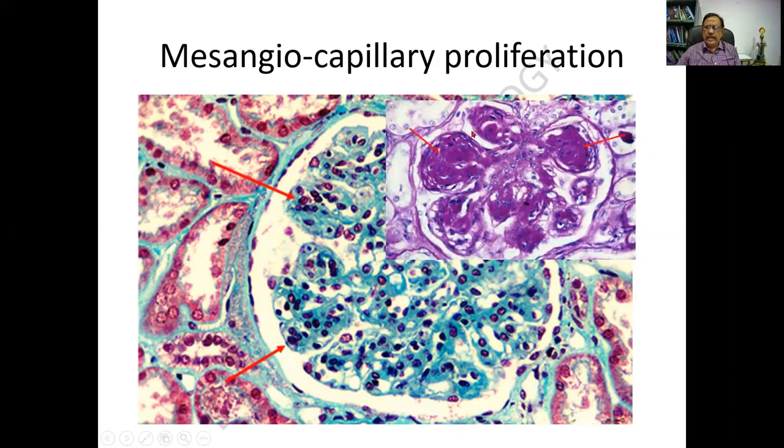Later on, if it is untreated, it can go in for some kind of fibrosis. The entire thing is sclerosed and there is obliteration of the lumen. This is called mesangiosclerosis.